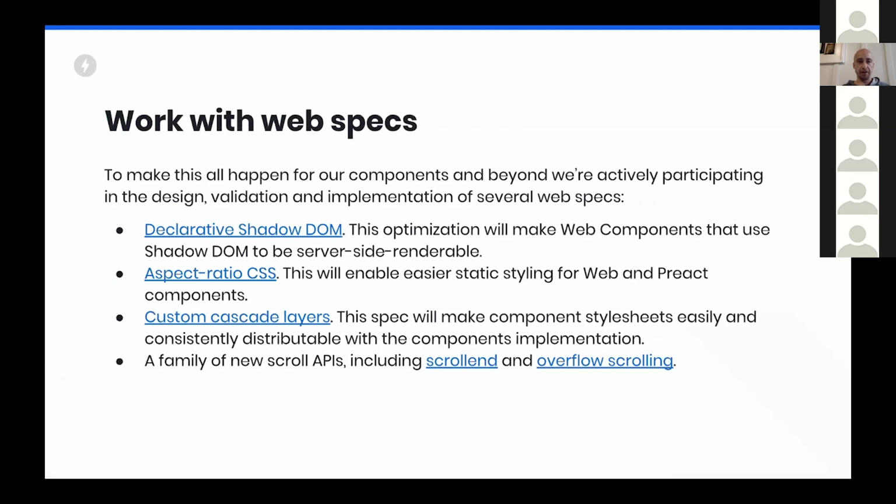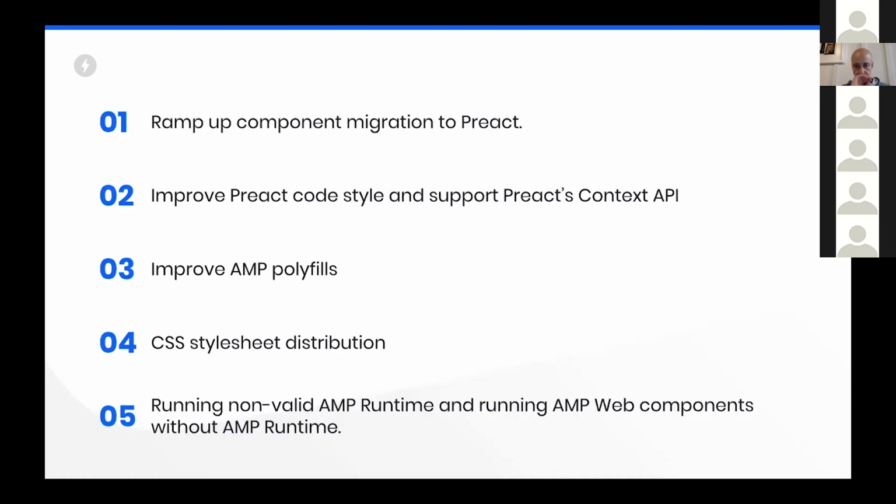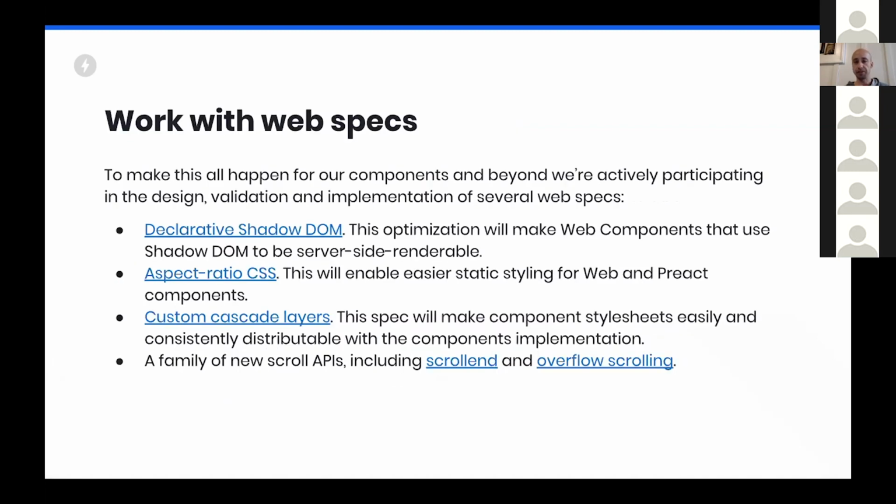And to give a bit of a call out to some of the web specs on the next slide that we are actively engaging with. We're working with the web community on declarative shadow DOM. This is going to be a great optimization. It will make web components that use shadow DOM fully server-side renderable. So with aspect ratio CSS, we'll extend AMP layout rules to the web as a whole. And again, we'll reduce dependencies and make AMP web components executable easier without the AMP runtime.